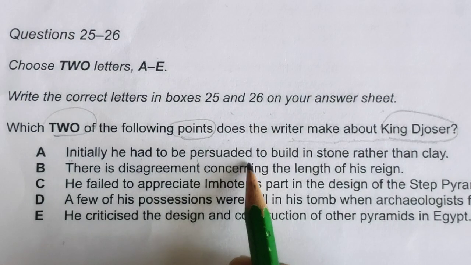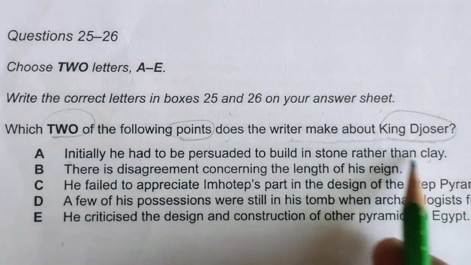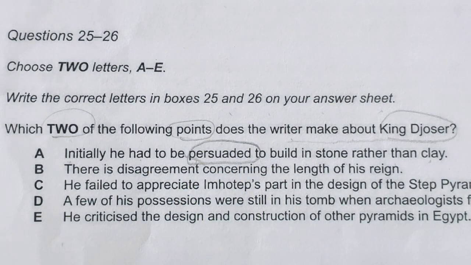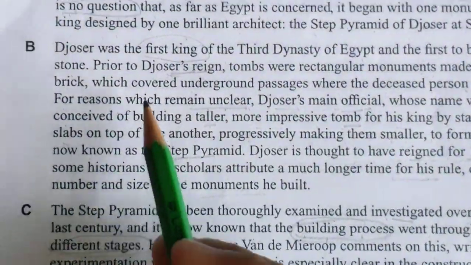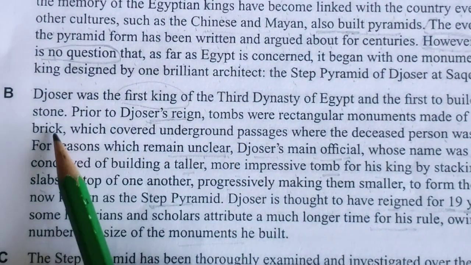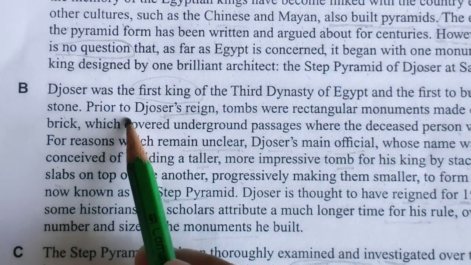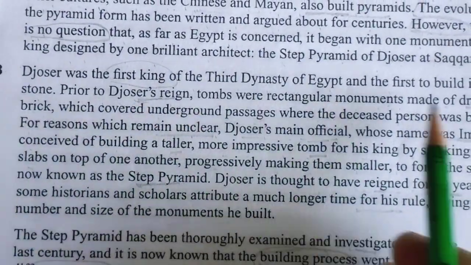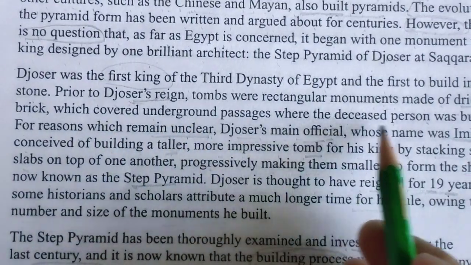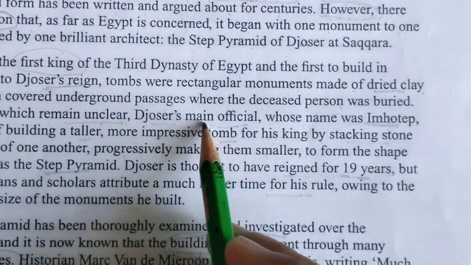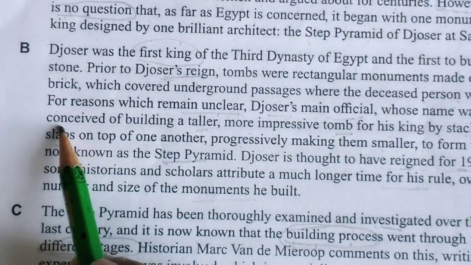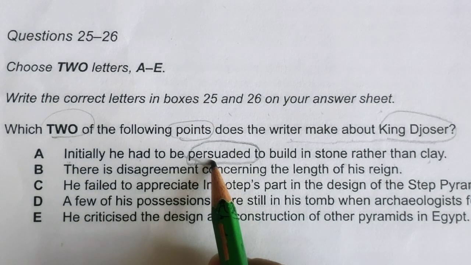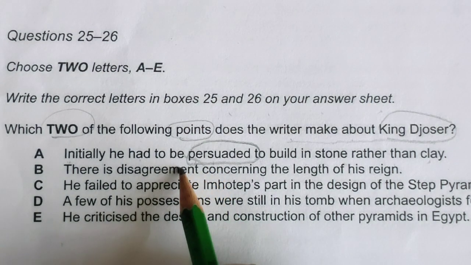Initially he had to be persuaded to build in stone rather than clay. No, he did not do anything about persuasion. So it was given, he changed it, he did not. So it is not exact. Here it is given in paragraph B. Earlier tombs were rectangular monuments made of dried clay. For reasons which remain unclear, Djoser's main official, whose name was Imhotep, conceived of building a taller, more impressive one. So nothing was given about persuasion. He did not persuade any person.